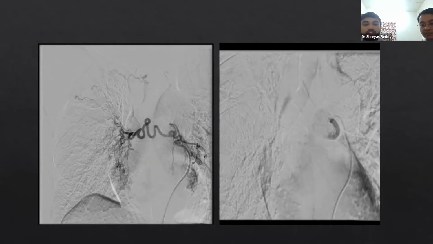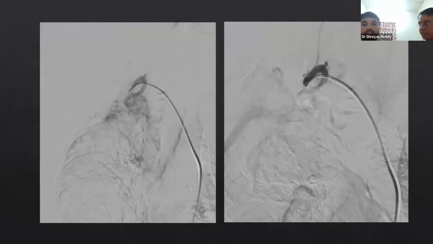Look for any other non-bronchial systemic collaterals that may be supplying. Yeah. So this is it. The costocervical trunk which you got. So this is a non-bronchial systemic collateral. So we have embolized this patient.